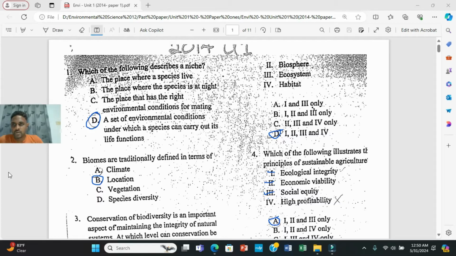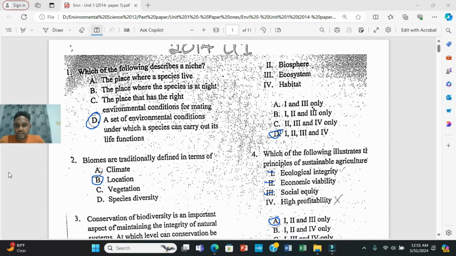Alright, number one, which of the following describes a niche? Now the answer is D, a set of environmental conditions under which a species can carry out its life functions. In other words, guys, niche, the functions of the organism. They feed, they reproduce, they live in symbiotic relationships or competition. All of those are functions.